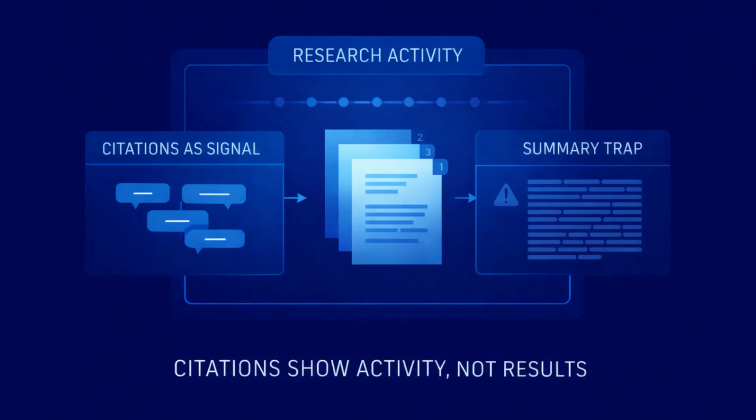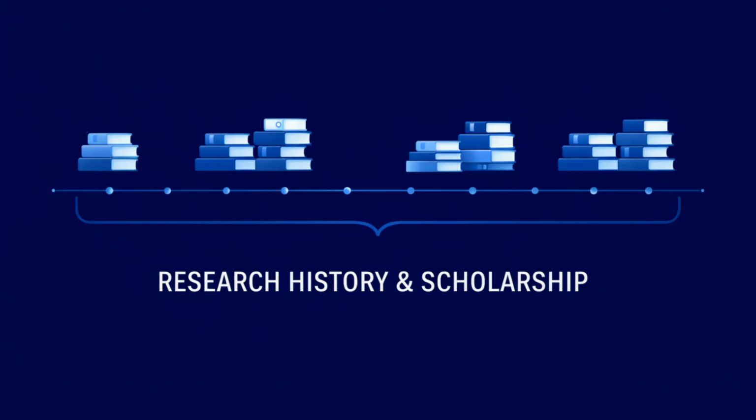The second job is to show research activity. This is where citations belong, and this is where many students accidentally slip into summary. In a background paragraph, citations are not there to support a specific finding. They are there to show that the topic has been studied, that it has a research history, and that multiple scholars have contributed to it over time. This is why group citations are usually correct here. In most cases, you want more than 1 or 2 sources to signal research activity.